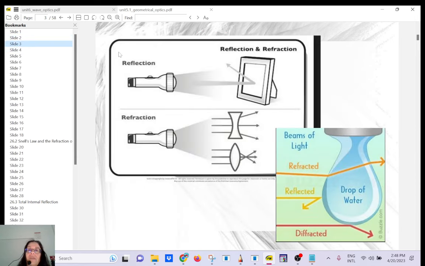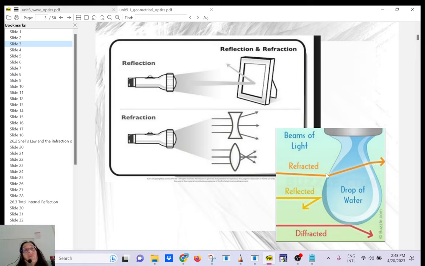I apologize for that. So we have seen the wave properties of light. Now we're going to look at the optics, right? So the light can be refracted. So this is called refraction.